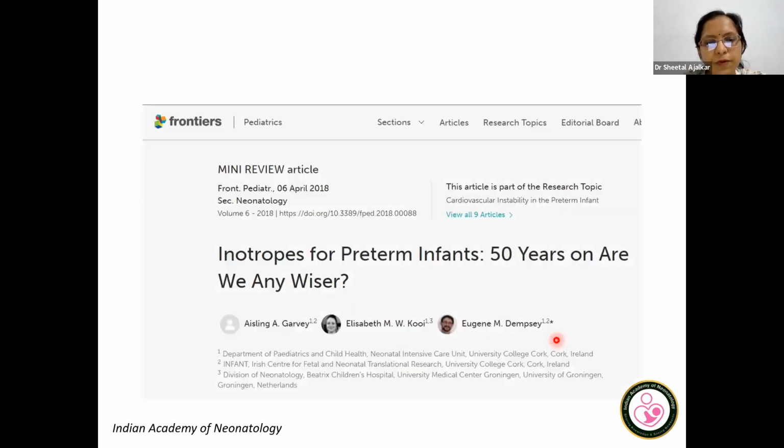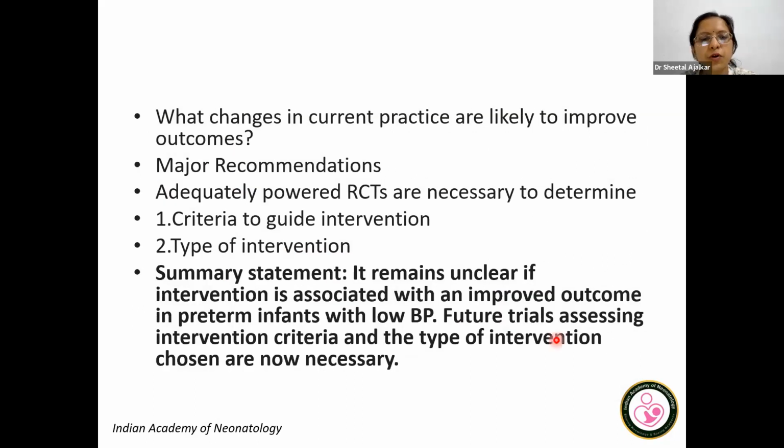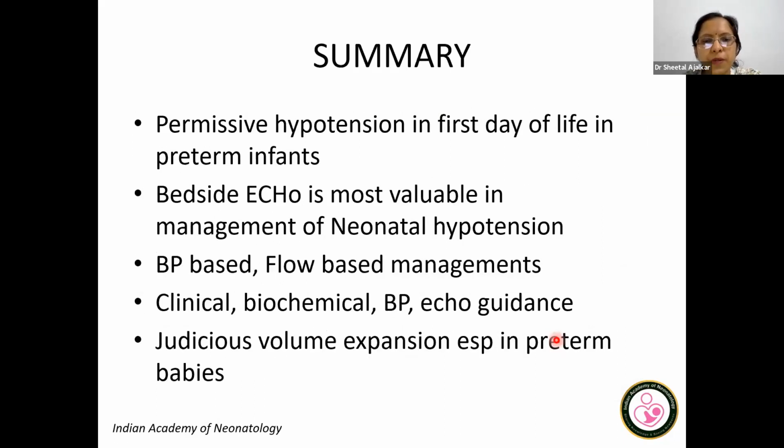If we talk about inotropes for preterm infants, we have been using inotropes for many decades. So are we any wiser for it? There are no uniform guidelines, especially for preterm babies, and current evidence only permits some low BP and short-term outcomes. So it remains unclear. We don't have enough evidence in preterm babies, and we need more evidence and more RCTs in this field.